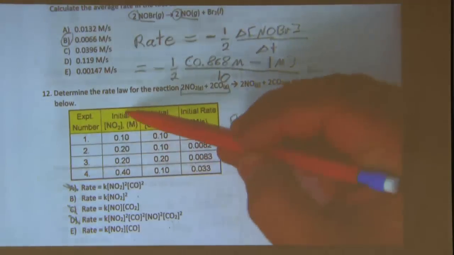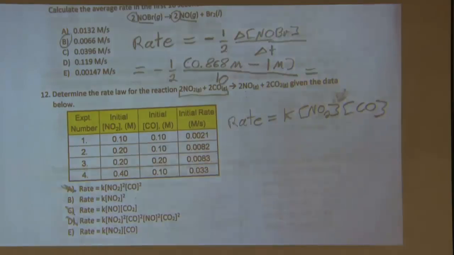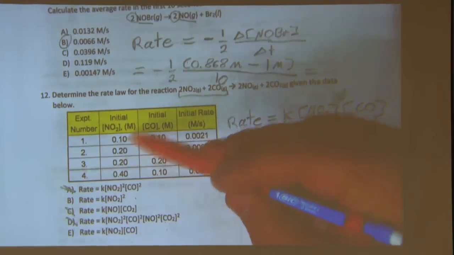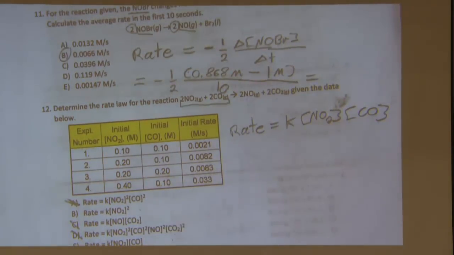So here, I have a change from 0.1 to 0.2, which is a doubling, and this stays constant. So when NO2 doubles, how does that affect the rate? Does the rate stay the same? No. If the rate stayed the same, what order would that be? Not first order, it would be 0 order. Remember, a 0 order reactant means that when the concentration changes, it doesn't affect the rate at all. The rate will stay the same, which means 0 order.